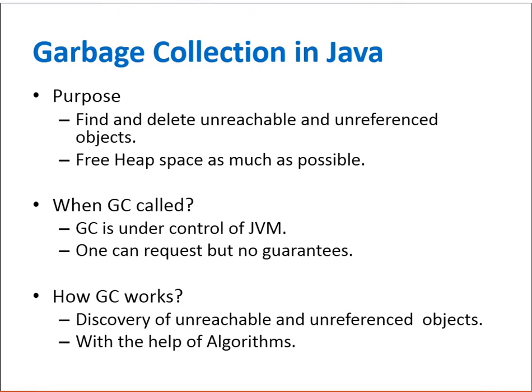Garbage collection terms in Java. What is the purpose? Find and delete unreachable, unreferenced objects, and free heap space as much as possible. When is the garbage collector called? GC is under the control of the JVM, but the programmer can request, but not demand, to run the garbage collector. How does GC work? It discovers unreachable and unreferenced objects in the heap. There are many algorithms available, and with the help of these algorithms the garbage collector works in Java.